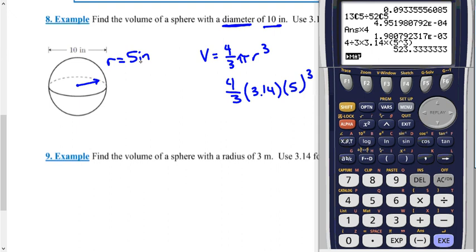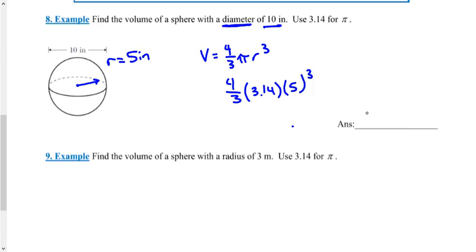Now, this doesn't say what to round it to, so we'll just round to the nearest hundredth. I think that's appropriate since we went out to 2 decimal places with our pi. So we could then say just 523.33 cubic inches. Please make sure that you're aware of that label. Always be careful with it.